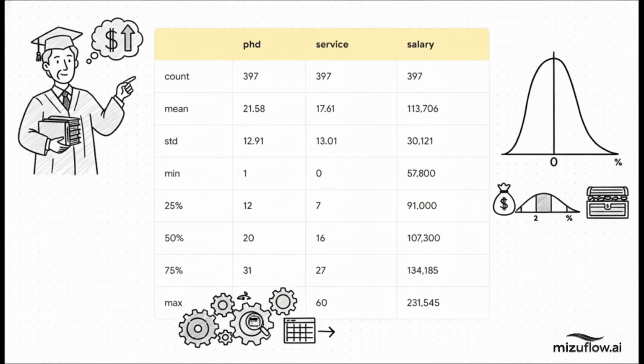We're using a data set about professor salaries. Instantly, describe tells us the average, the mean, salary is about $113,000. But look at the standard deviation, 30 grand. That tells us there's a huge spread in what professors make. And the quartiles, they show us the distribution perfectly. A quarter of them earn less than 91K, while the top quarter make over 134K. Just like that, we've mapped out the entire salary landscape.